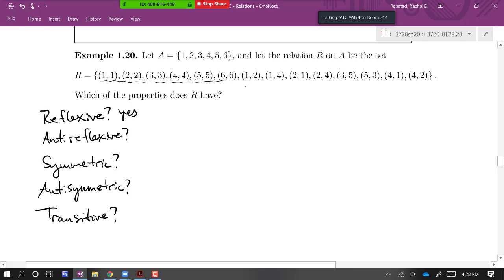Correct. It wouldn't be anti-reflexive either, right? Anti-reflexive means you can't have any doubles at all. Reflexive means you have to have all the doubles. So there are lots of relations that are neither of these. So we've concluded this is reflexive. That means it can't be anti-reflexive, so that's going to get a no. What about symmetric? What are we looking for there?